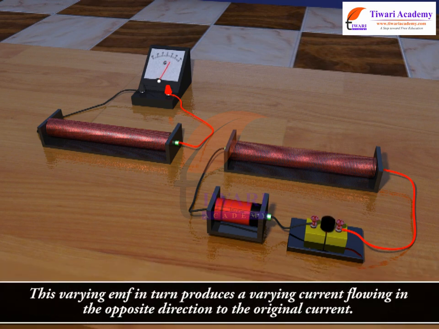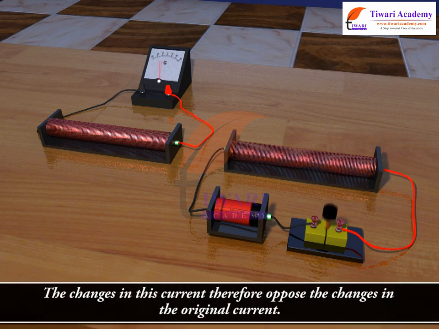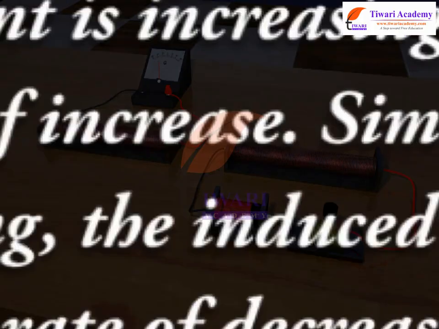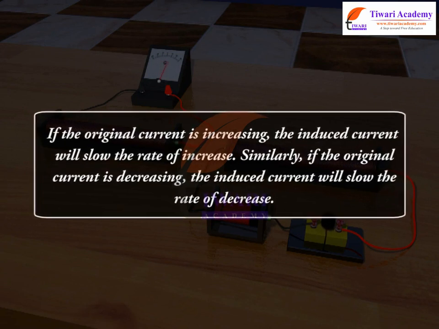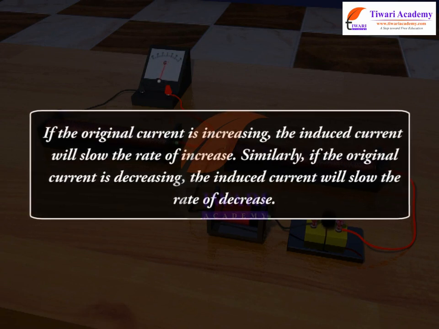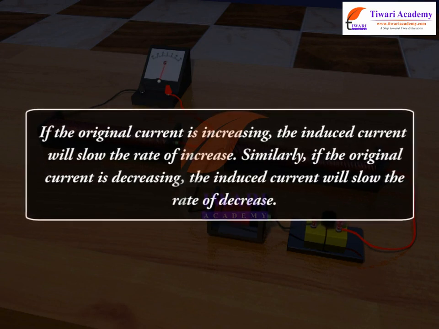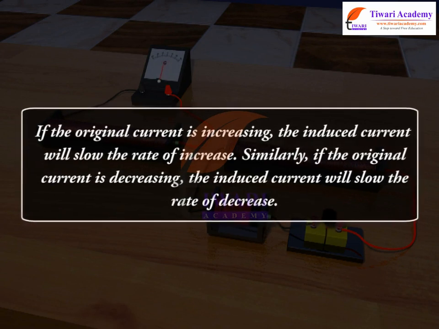This varying EMF in turn produces a varying current flowing in the opposite direction to the original current. The changes in this current therefore oppose the changes in the original current. If the original current is increasing, the induced current will slow the rate of increase. Similarly, if the original current is decreasing, the induced current will slow the rate of decrease.